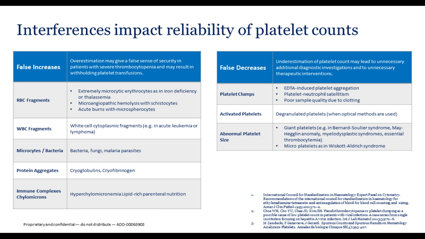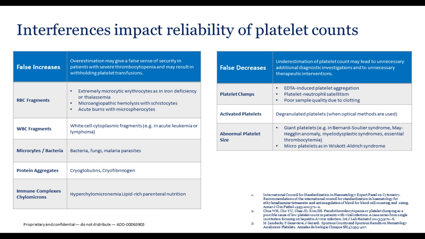I've outlined in this table below interferences that impact platelet count reliability. Falsely increasing your platelet count can be a result of red cell fragmentation, extreme microcytic red cells, such as in iron deficiency or thalassemia, microangiopathic hemolysis with schistocytes, or acute burns with microspherocytes. WBC fragments can falsely increase the platelet count because the fragments themselves are very difficult to distinguish from actual platelets, even when doing an estimate.